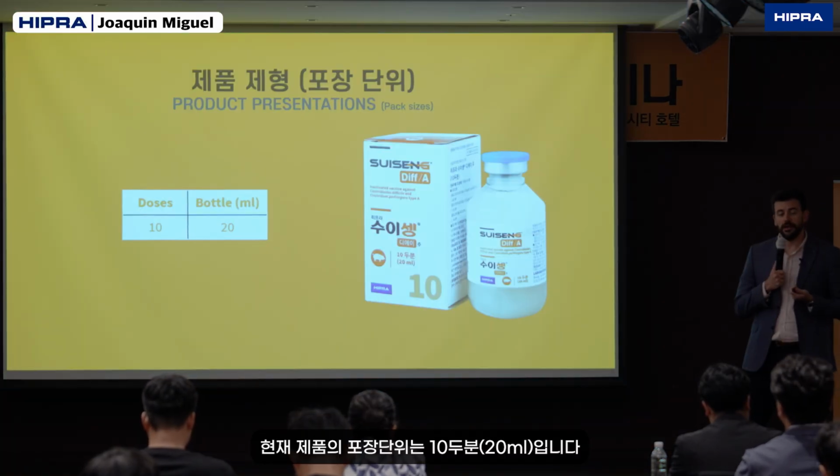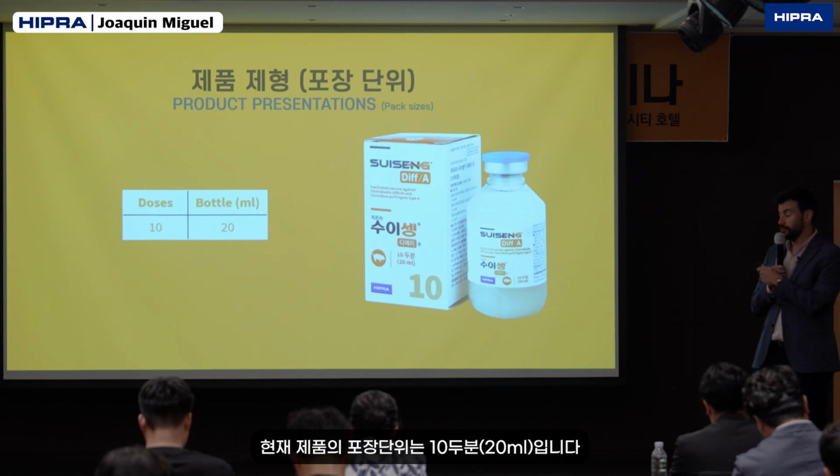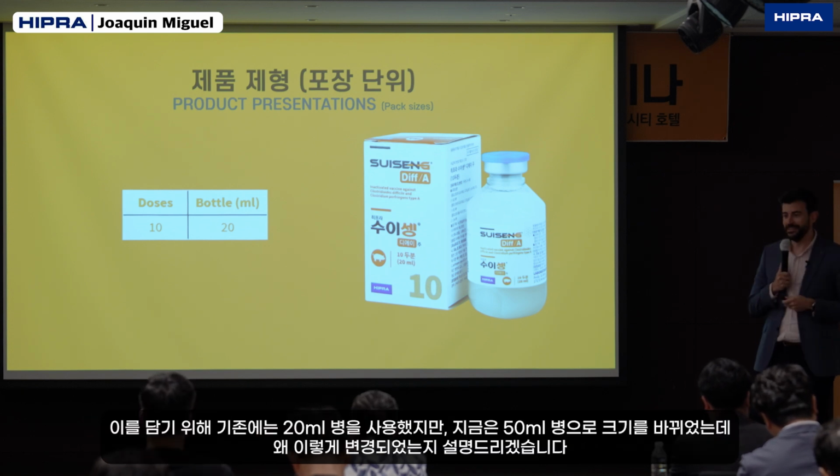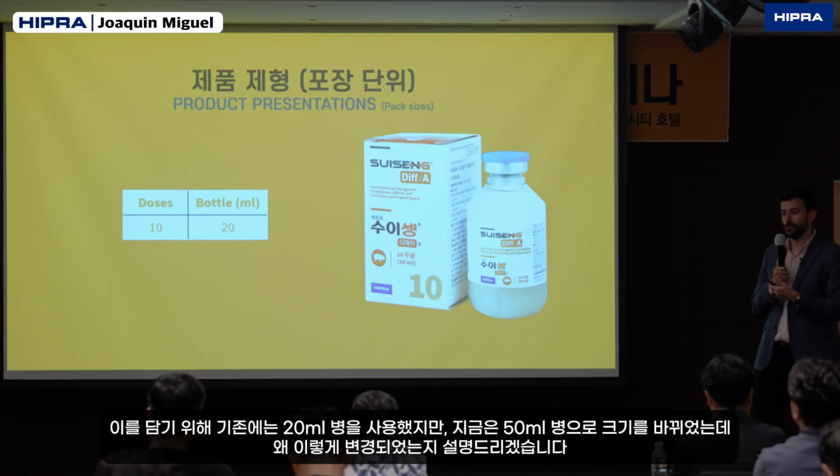About which formats are available nowadays, the format we have is the 10 doses format with a total of 20 milliliters, but as you will see, the vial has a total volume of 50 milliliters. Now you are going to understand why.